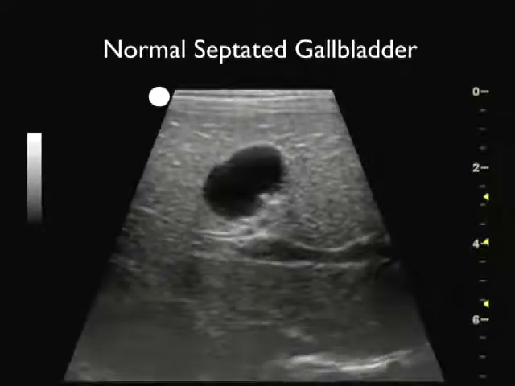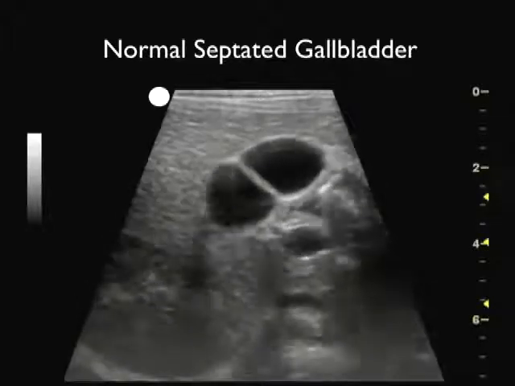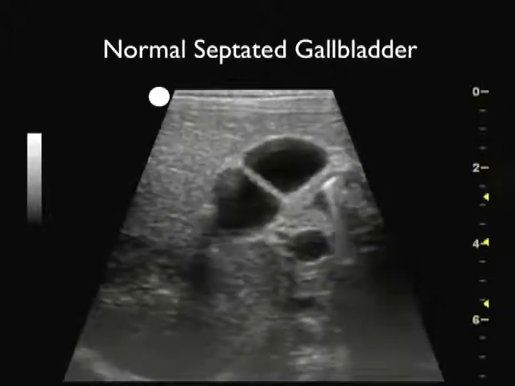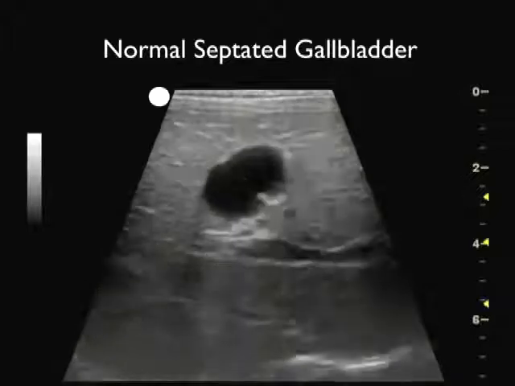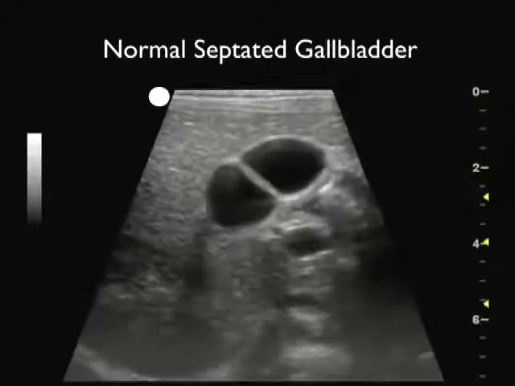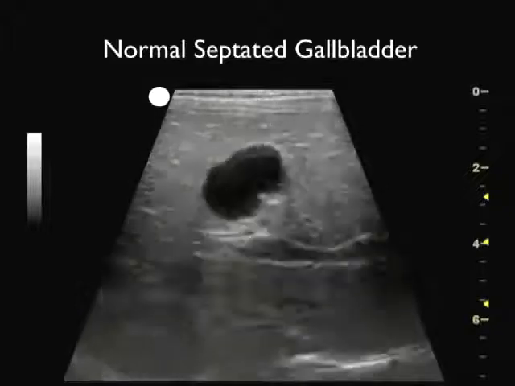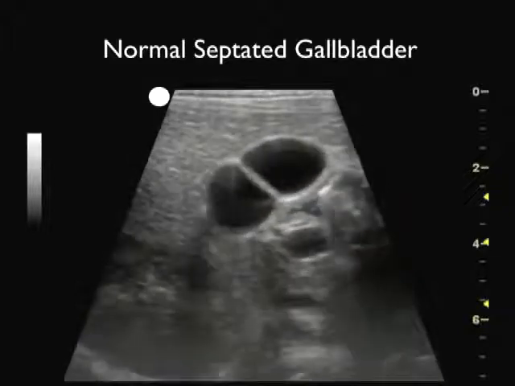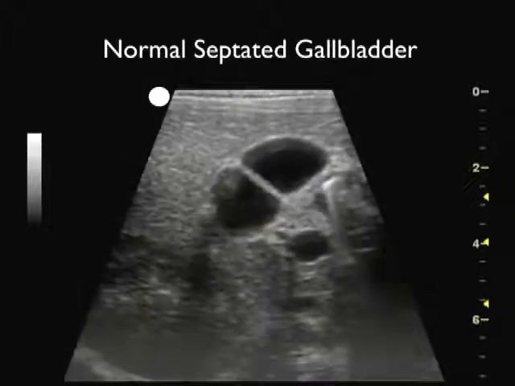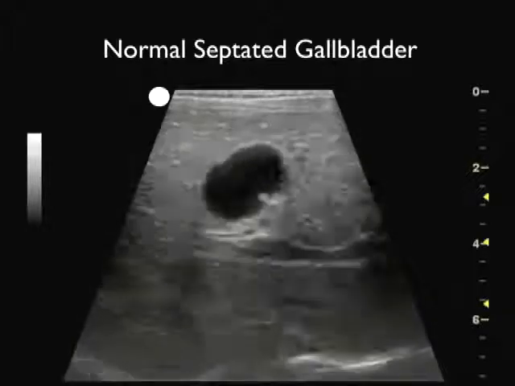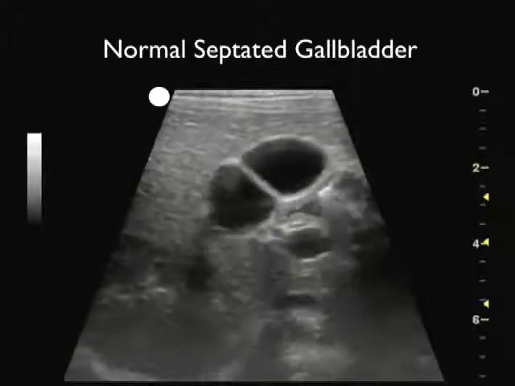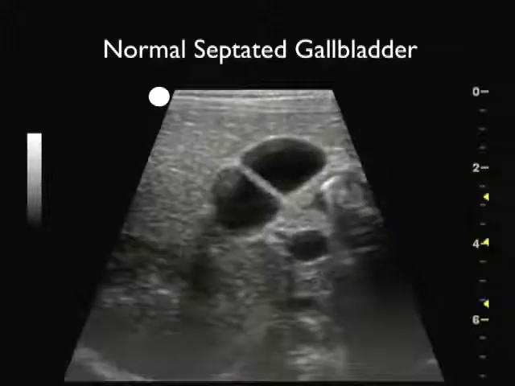One of the findings that can be commonly seen on bedside sonography is a septated gallbladder. Here we see a septated gallbladder with a septum coming through the middle of the gallbladder. Now this is a completely normal congenital finding and not to be confused with gallstone or cancer or any other type of gallbladder pathology. Note here the absence of any significant gallstones within this normal septated gallbladder.